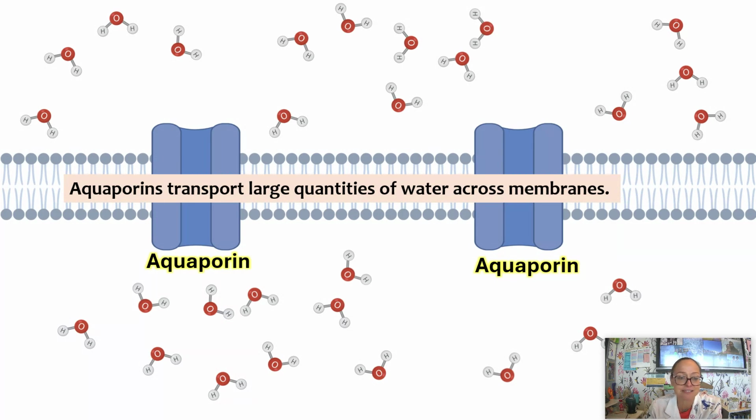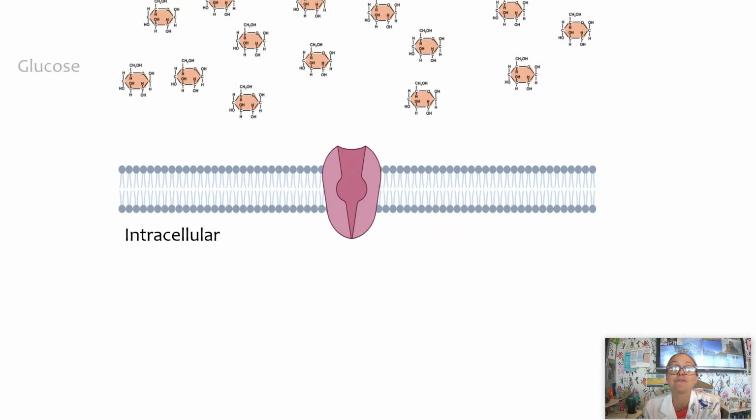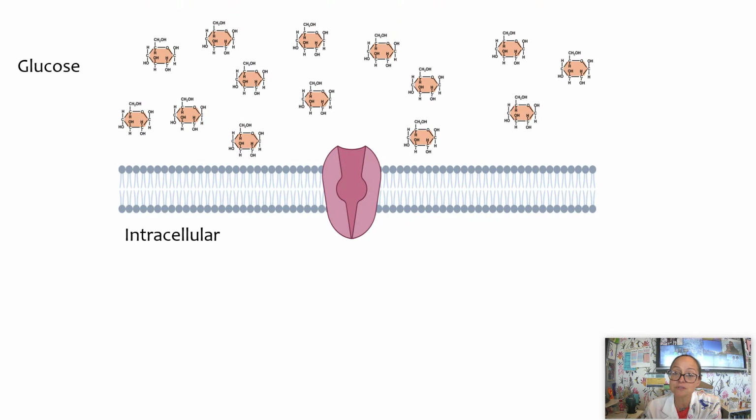Now, another example of facilitated diffusion and the use of a protein channel or a carrier protein to move large polar molecules across the membrane would be the case of glucose. So glucose is in our blood sugar. We use it for energy in cellular respiration. We store it in our liver. We store it in our muscles. So we are very dependent on glucose in our bodies.